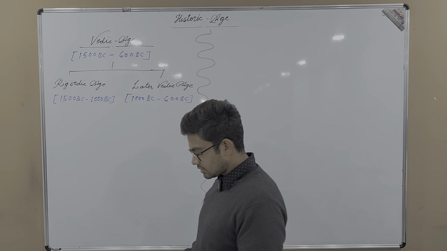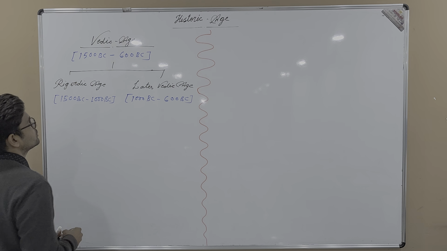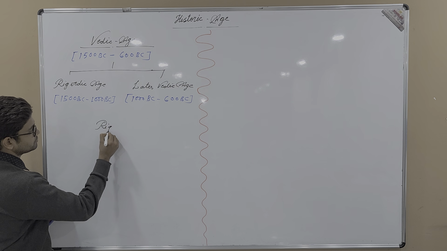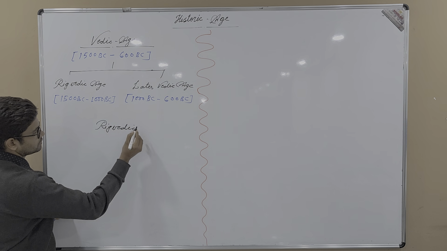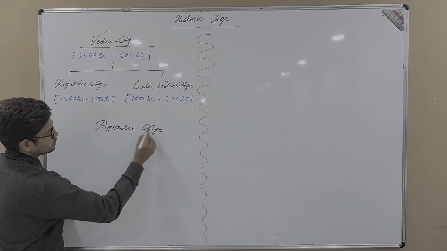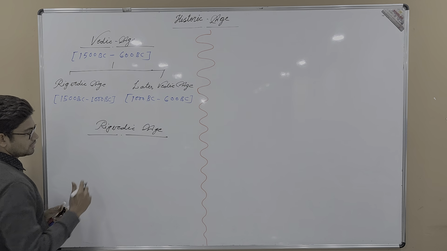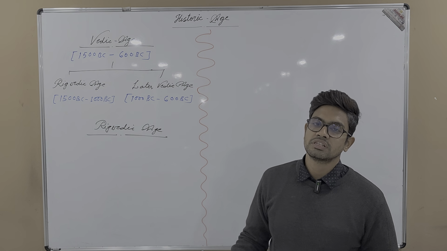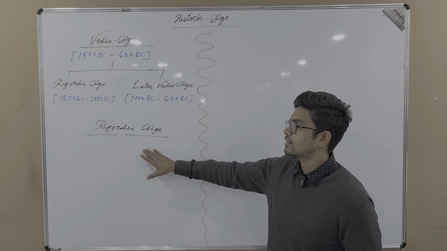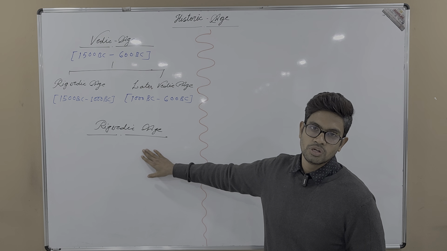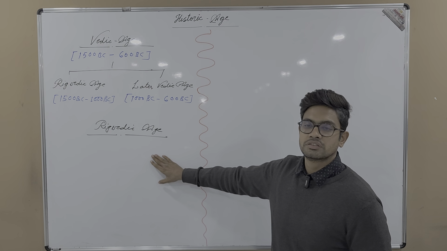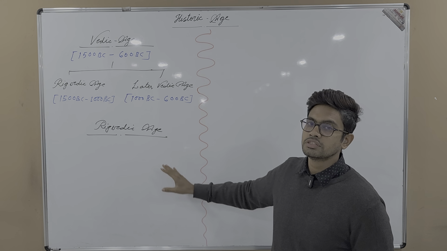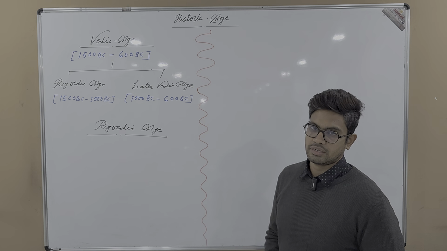Now, a very significant fact regarding the Rig Vedic age is that no mention of Chhattisgarh has been found in Rig Vedic literature. So there is no mention of Chhattisgarh in any of the Rig Vedic literature. This is a very prominent and very important fact.